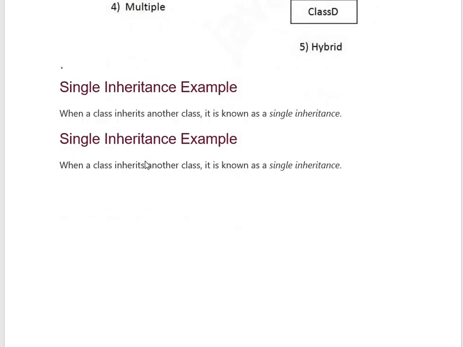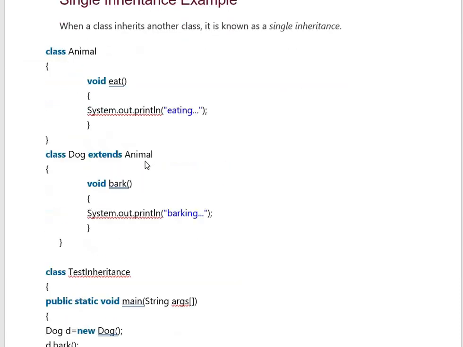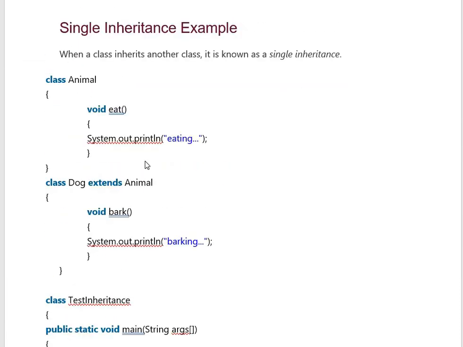Here is the example for single inheritance. When a class inherits another class, it is known as single inheritance. Now we are going to see the example. The class animal has only one method called void eat. The second class, Dog, extends Animal. Here Animal is the base class, Dog is the derived class. From the Animal class we have the eat method, and from the Dog class we are using the method called bark.